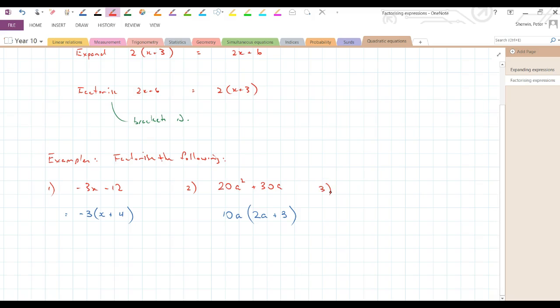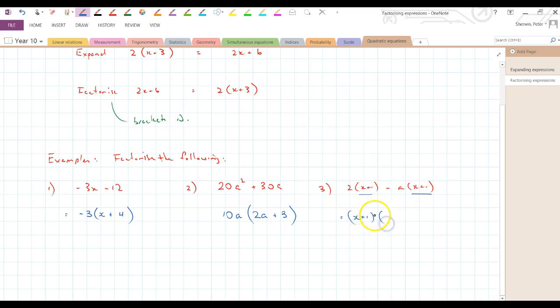Example 3. Here's another type of question. 2(x + 1) - a(x + 1). So there are brackets already in this one, but what we've got to spot here is this situation where we've got x + 1 now as a common factor. Over here it was minus 3. Here it was 10a. Here it's x + 1 that's common. X + 1 is common to both terms.